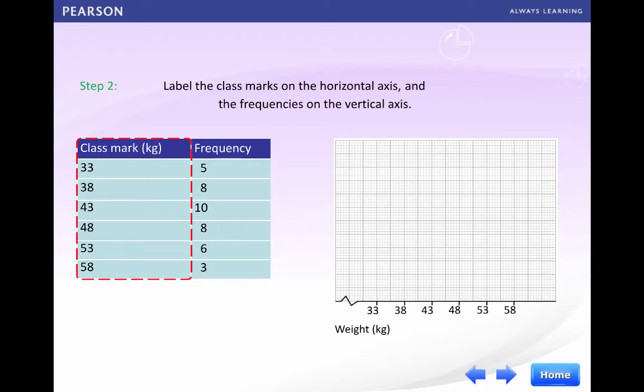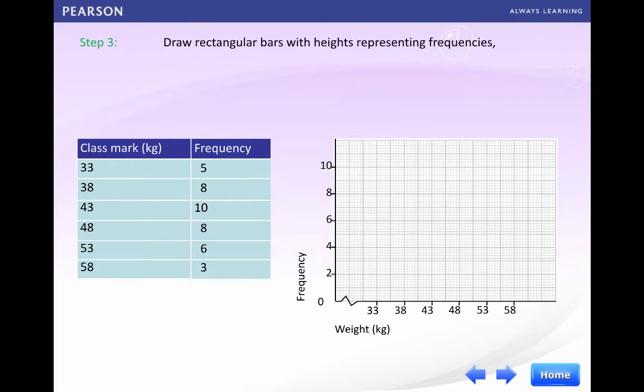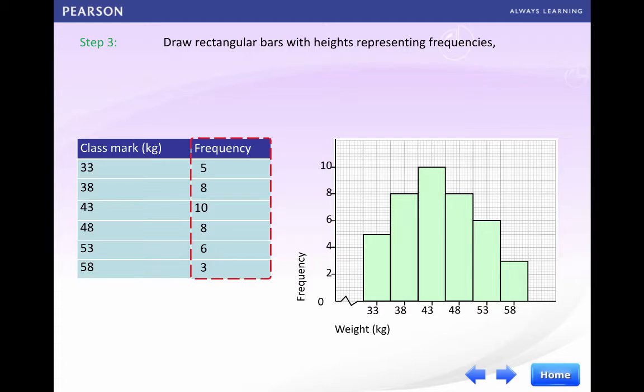First of all, we will use the class mark on the horizontal axis, and the frequency we will put on the y-axis. And then we draw rectangular bars with the height of the frequency. So the class mark is the middle of the bar, and you should know that there will be no gap between any rectangular bars. So give a title to this.